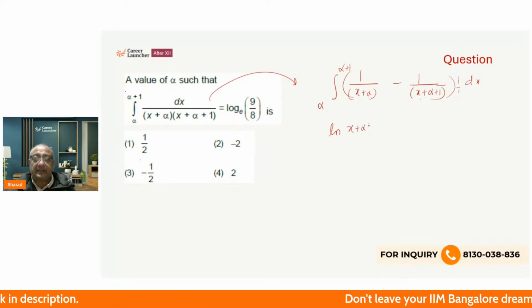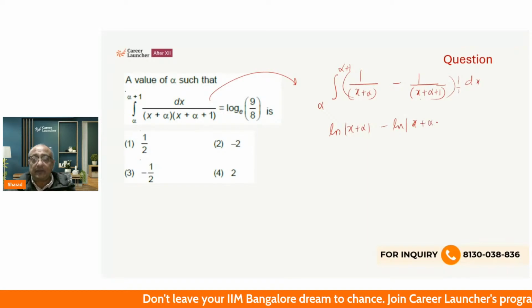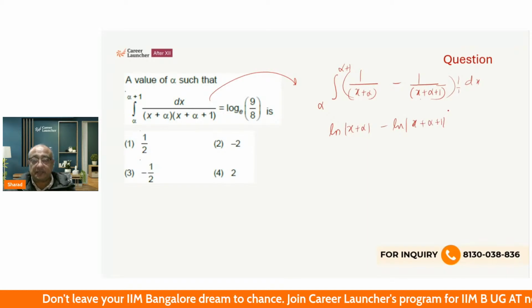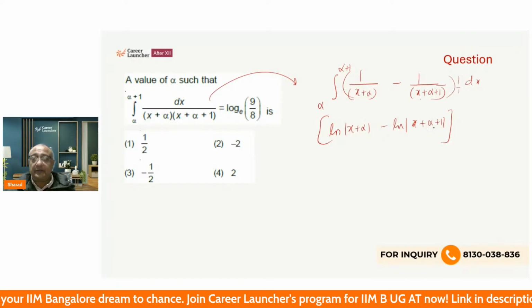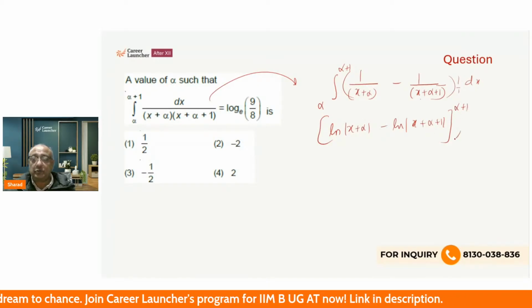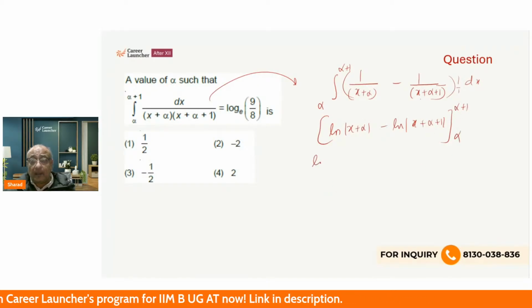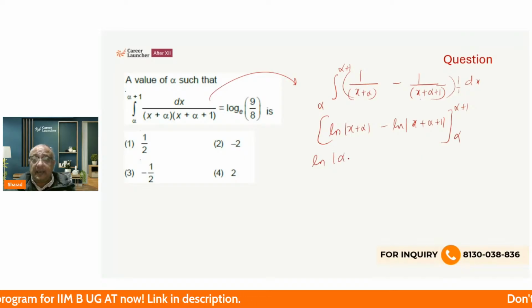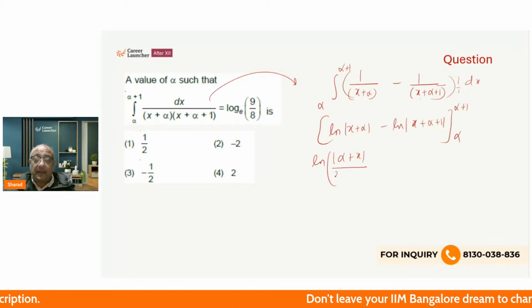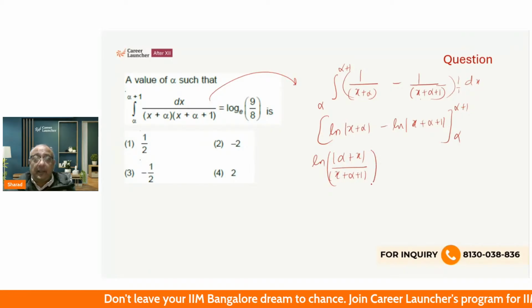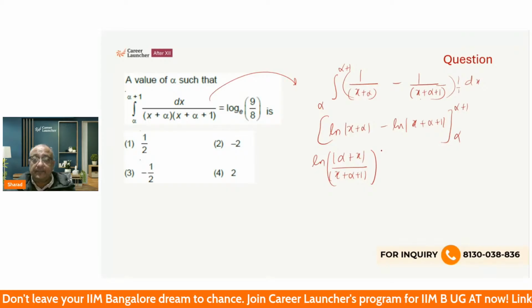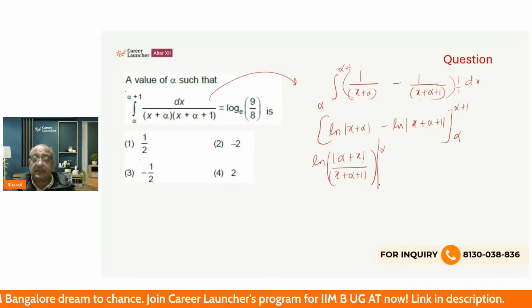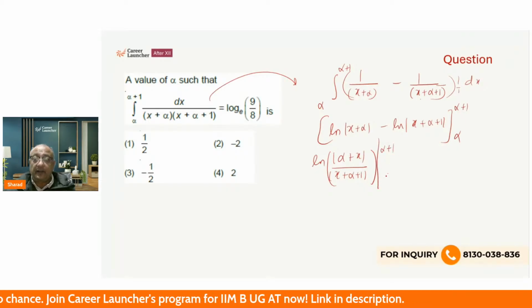Let's write ln of x plus alpha minus ln of x plus alpha plus 1. This is simple. This is integration complete. And we have the limits from alpha plus 1 to alpha. This is cool. ln of (x plus alpha) upon (x plus alpha plus 1), which is cool, no problem. And here x goes from alpha to alpha plus 1.